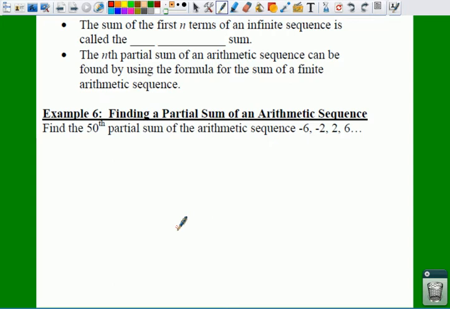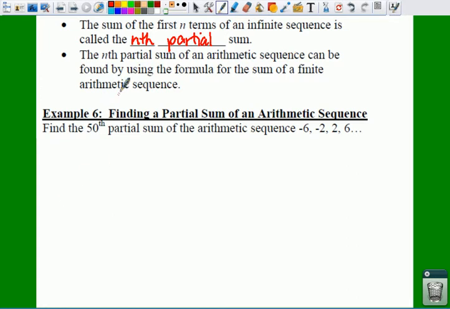Okay, anytime you add the first terms of an infinite sequence, infinite means it goes from 1 all the way to infinity, right? And we talked about partial sums before. This is called an nth partial sum. The nth partial sum of an infinite sequence can be found by using the same formula we just used. If you're trying to find a partial sum, that's okay.